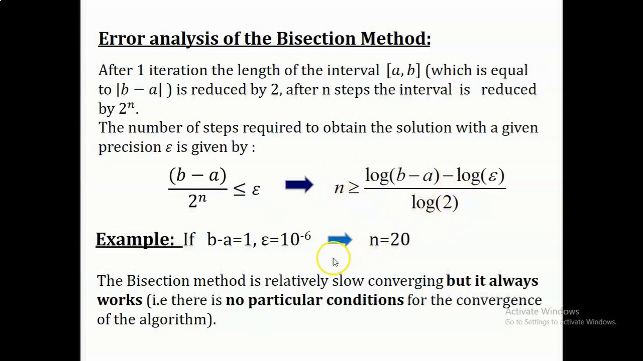Now, for example, if b minus a equals 1 and epsilon equals 10^-6, the number of iterations is approximately equal to 20. Now, the bisection method is relatively slow converging. When I say relatively, it is compared to other methods that we will discuss, but it always works. There is no specific condition of convergence for the bisection algorithm.